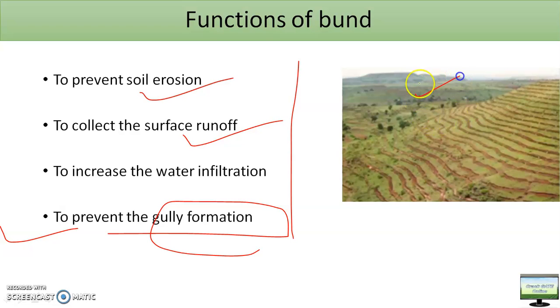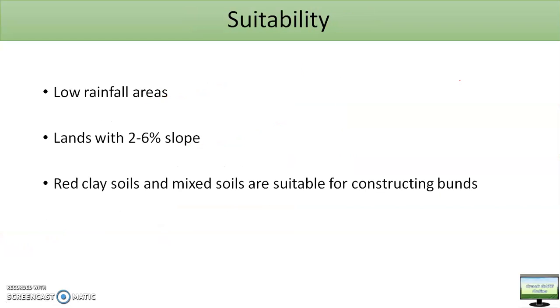You also remember this picture and imagine all the things in your mind. So these are the functions. What will be the suitability, where will you construct this bund? There are certain technical grounds where you have to construct this. You cannot construct a bund in a very high rainfall area.